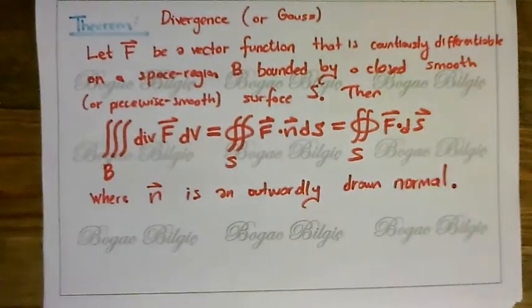The divergence theorem establishes equality between the triple integral of a function over a region of three-dimensional space and the surface integral of the function over the surface that bounds that region.